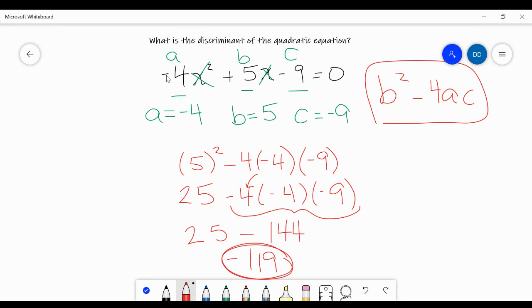So just to summarize, you're gonna need this formula. This is a very important formula when finding the discriminant. That's the formula for this. They're going to give you a quadratic equation in standard form. You have to identify a, b, and c, and then you just take those numbers, substitute into this formula, and simplify from there. And that's it.